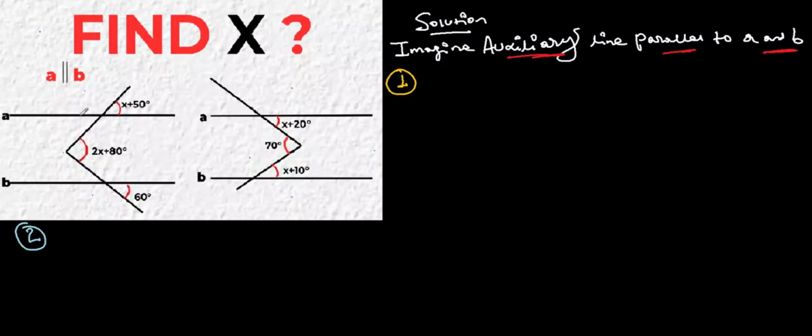Here you're asked to find the value of x. A and B are parallel lines. Between them, just these are the given.